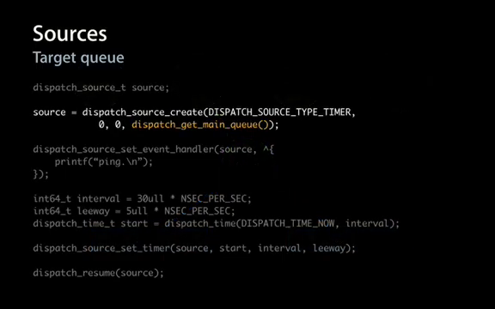So just to reiterate, the last parameter in dispatch source create is where you specify the target queue, but then you can also call set target queue later to change that.